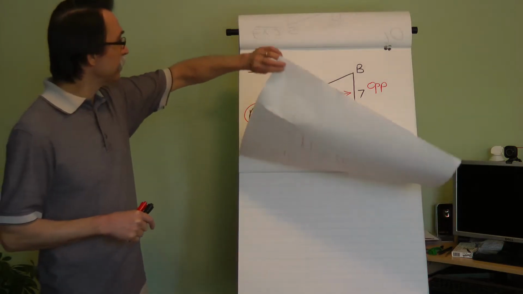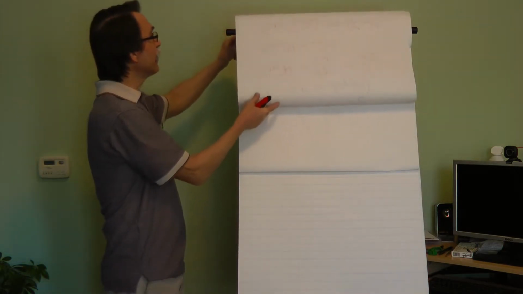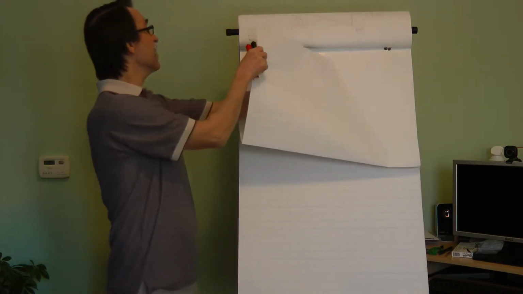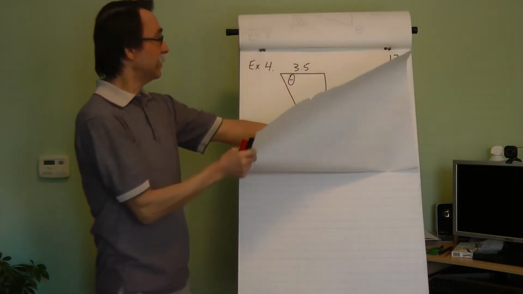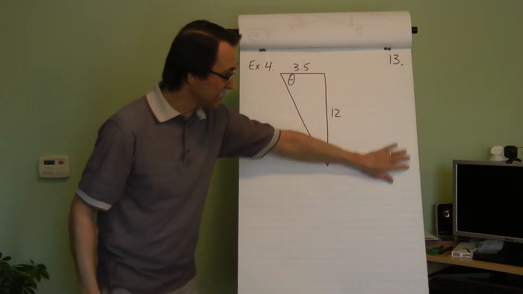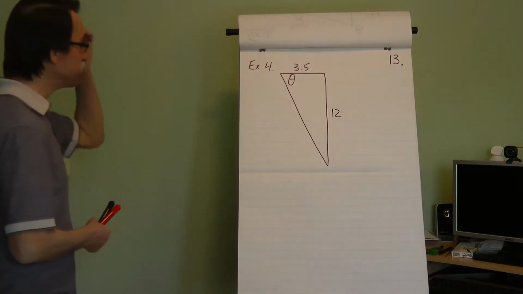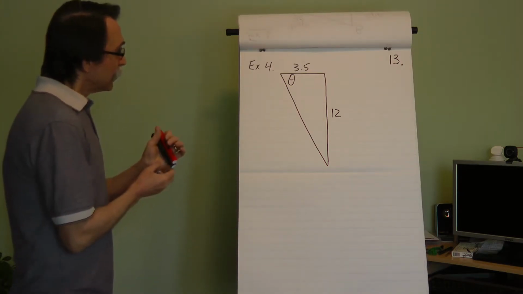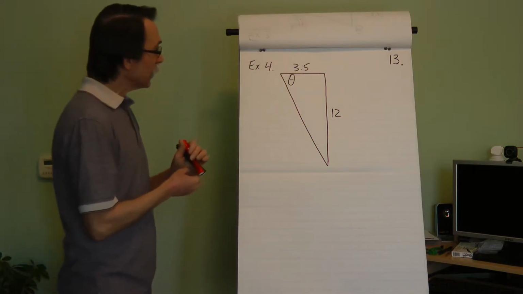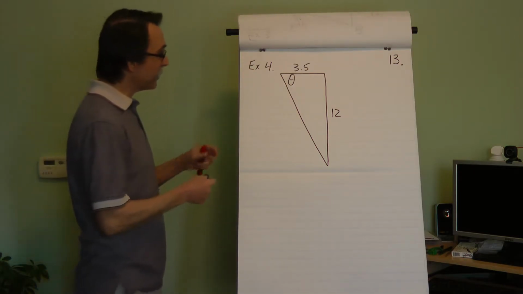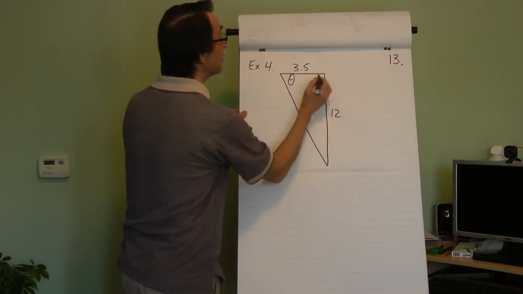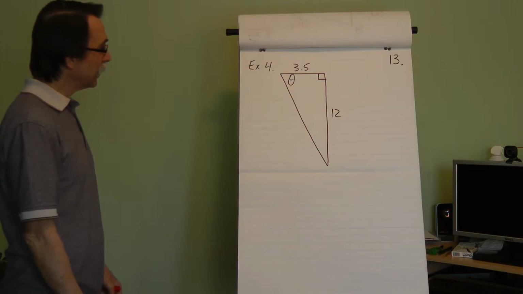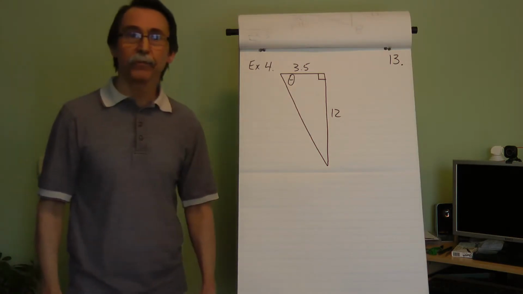So we'll flip to the next example, example 4. Example 4 is on page 13. So here we have two lengths given again, and wouldn't you know, I forgot to put in my right angle symbol there. There it is. And I'm wanting you to solve for the unknown angle.